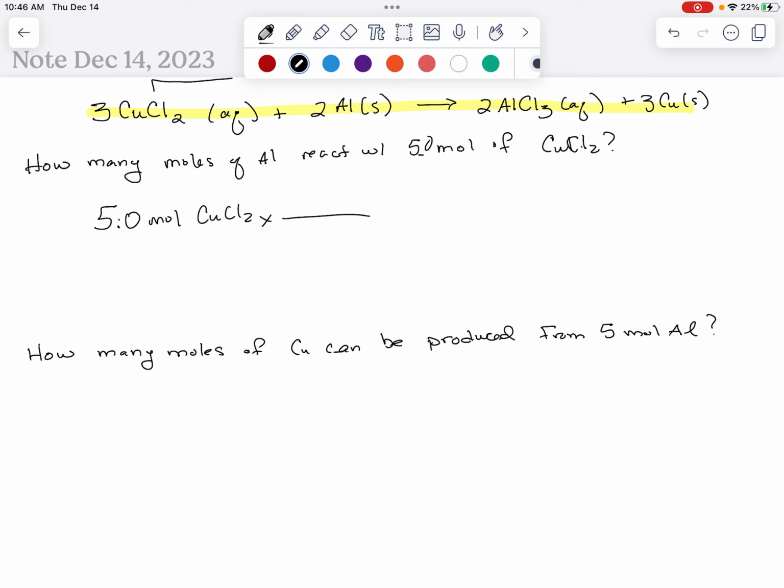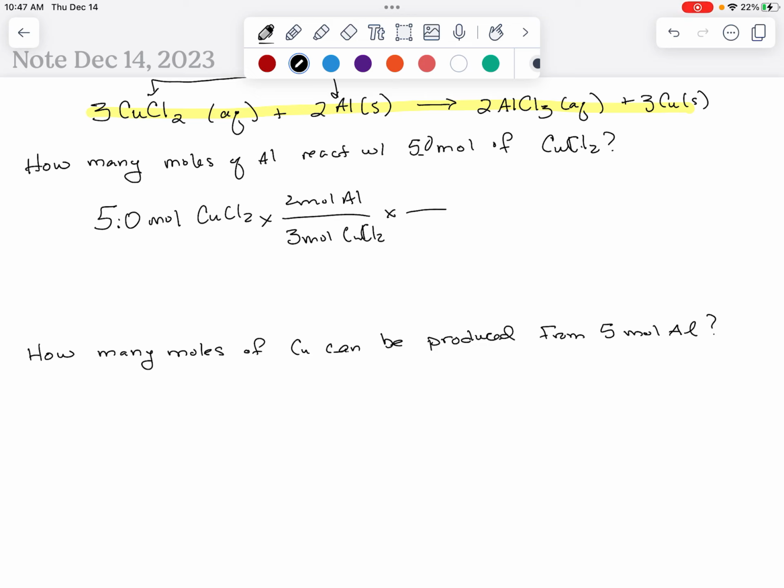Anytime we go from one chemical species to another, and we're talking about relationships, could be reactant to reactant, reactant to product, product to reactant, you have to use a mole to mole ratio. So if you started in mass, you'd convert to moles and then use the mole to mole ratio. So here what we're going to say is that 3 moles of copper(II) chloride react with 2 moles of aluminum metal.